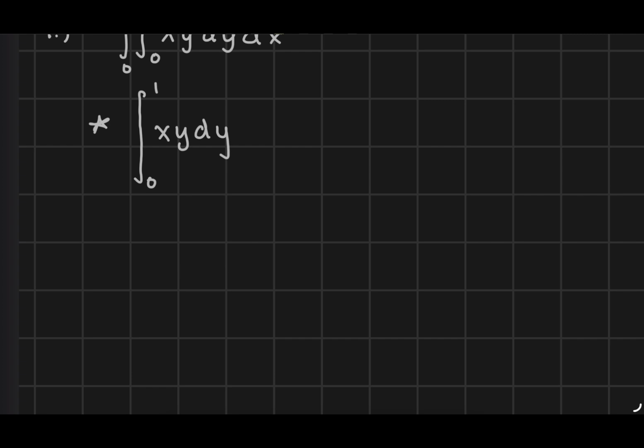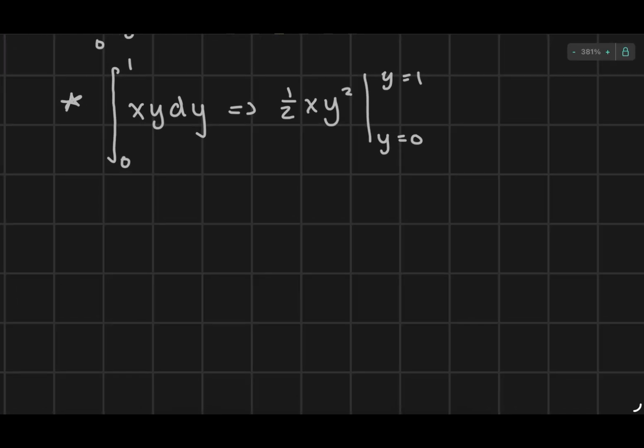We're just going to be doing the reverse power rule. We know how to do this one. This is something that we've been doing for the entirety of calculus. This is just going to be 1/2 xy squared from y equals 0 to y equals 1. Plugging in y equals 1 and y equals 0, that's 1/2 x times 1 squared minus 1/2 x times 0 squared. That's going to equal 1/2 x.